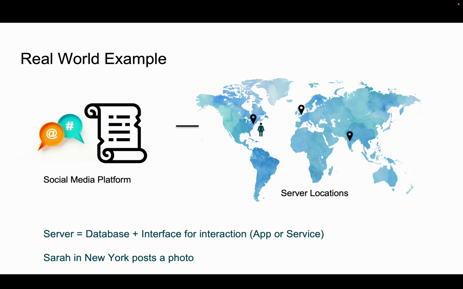Imagine you are building a next big social media platform. You have servers in New York, London, and New Delhi. Now, Sarah, who is in New York, posts a photo. What happens next totally depends upon the CAP choices that you make. Now, there could be multiple scenarios. Let's discuss these scenarios one by one.